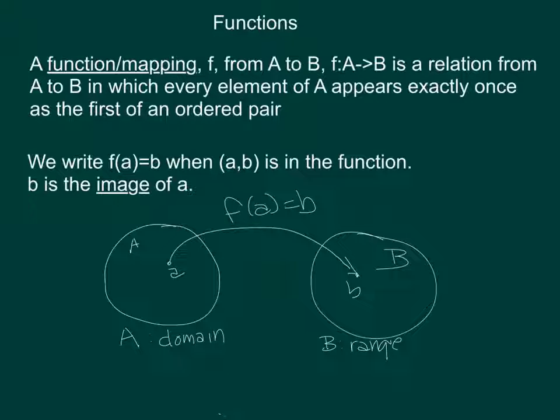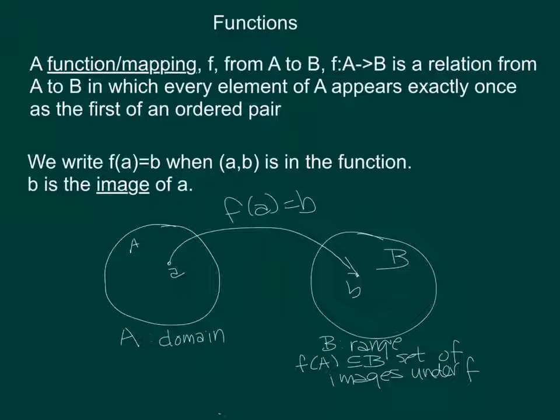So we also say that here B is the image of A, and the subset of B that gets mapped to by f is the image of the function. Or another way of saying that is f of A is a subset of B, and that's the set of images under f.